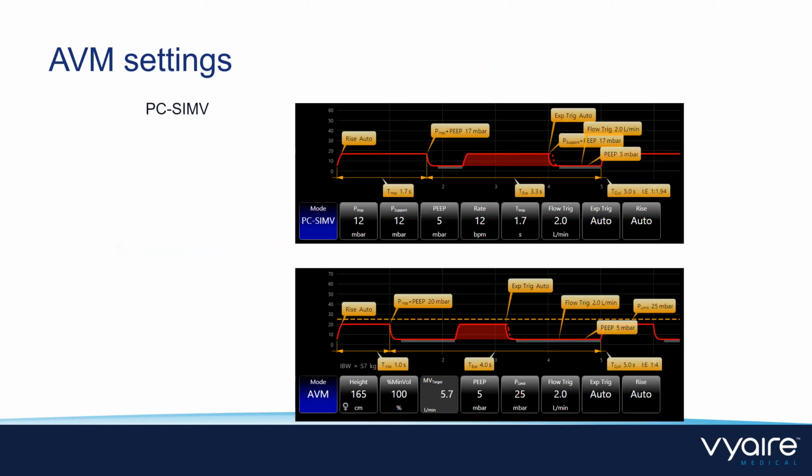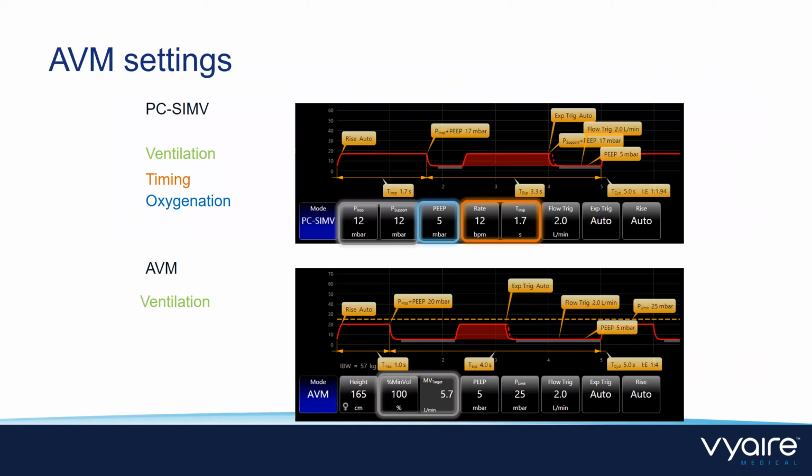Going back to the settings we have, just for repeating. So we look at the ventilation mode like PCS-IMV. We have the rate, we have the inspiration time, we have the PEEP for the oxygenation, and comparing this many controls and buttons with AVM, we have now just one button left for the ventilation. We don't have a timing button anymore. This is gone. And we have just one button for oxygenation besides the FiO2 button, which is not listed here. So we have also already spared some buttons.